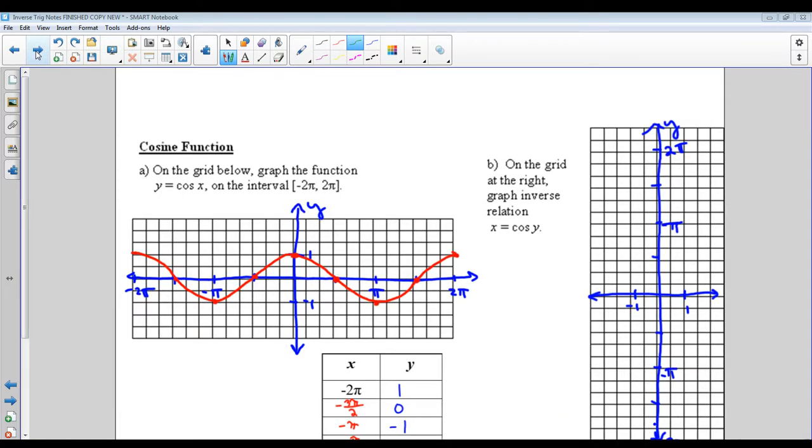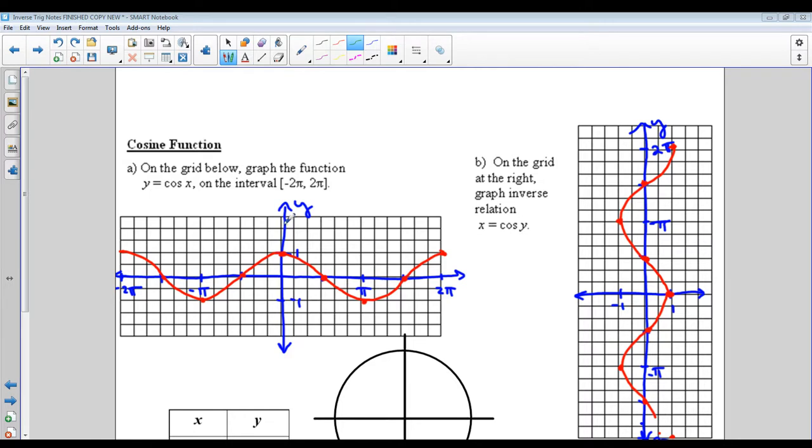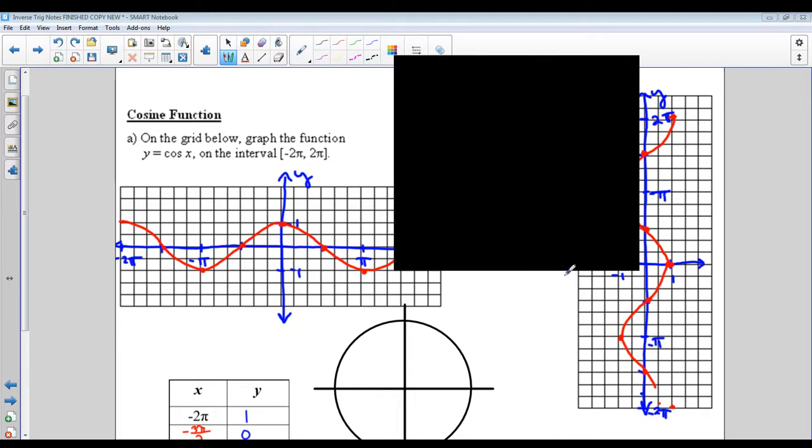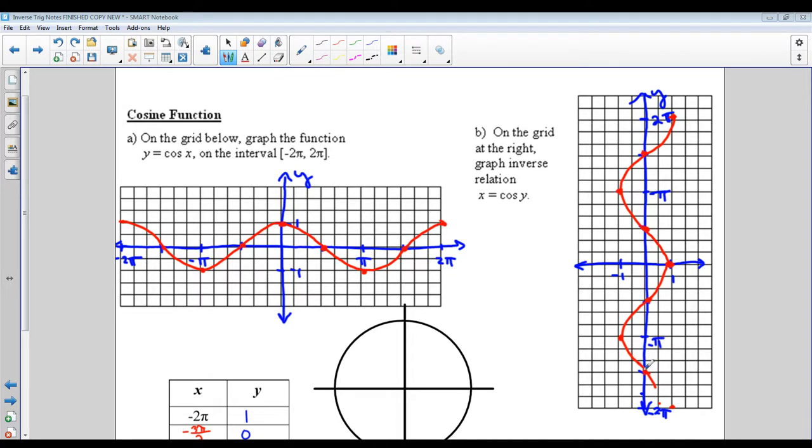So there's my cosine of x. And there's my inverse of y equals cosine x. All right, it looks like my graph disappeared. There's the end of it. There we go. That's not pretty, but you guys got the idea. So that point at the bottom there should be 1 comma negative 2 pi. I don't like how that looks. 1 comma negative 2 pi. That's a little better. Okay, so make sure that graph looks correct on your paper.